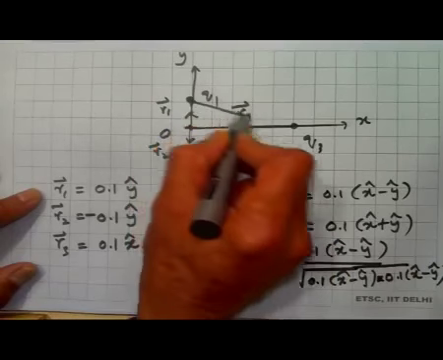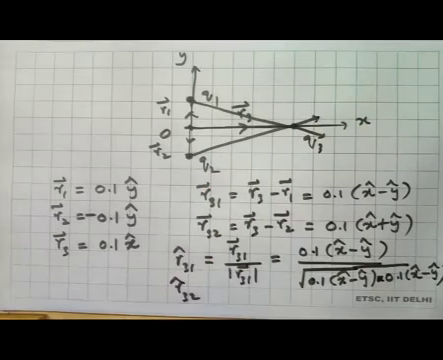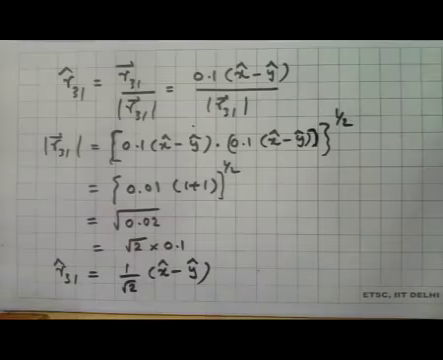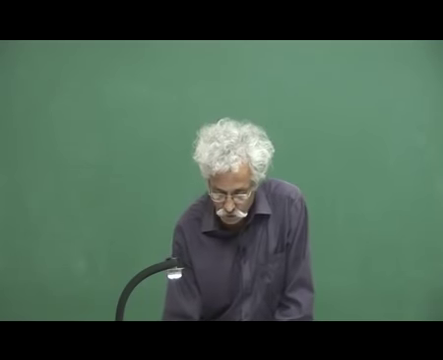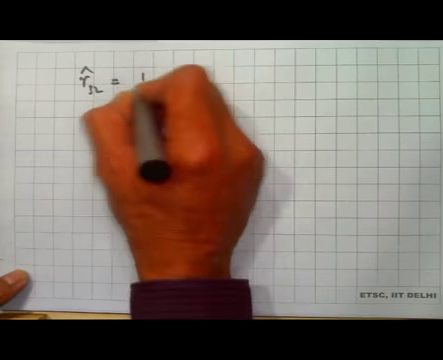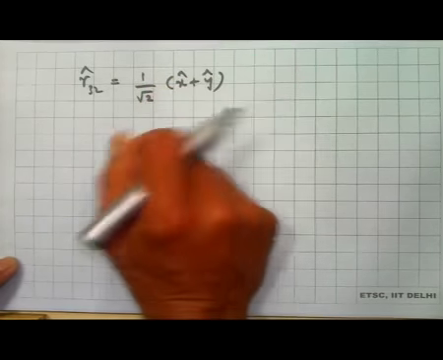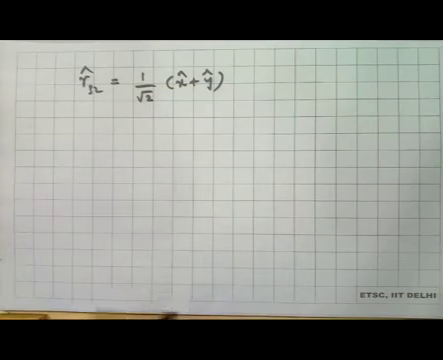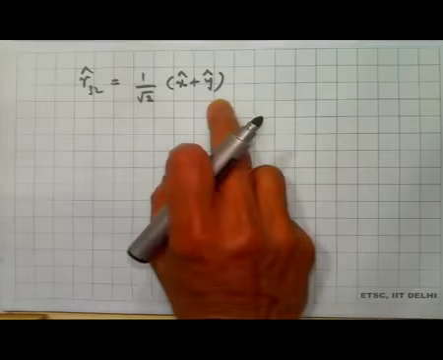So, the R 3 1 unit vector is actually along this direction and R 3 2 will be along this direction. So, it has both x and y components. I will leave it for you to calculate and show that the R 3 2 unit vector is actually equal to 1 by root 2 into x cap plus y cap. Same magnitude. This is x cap minus y cap, this is x cap plus y cap.